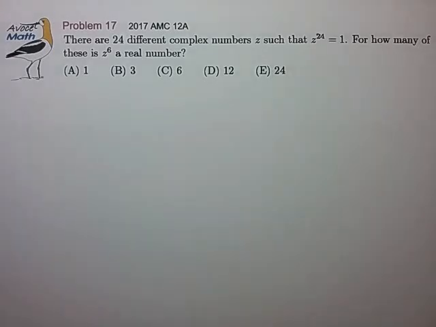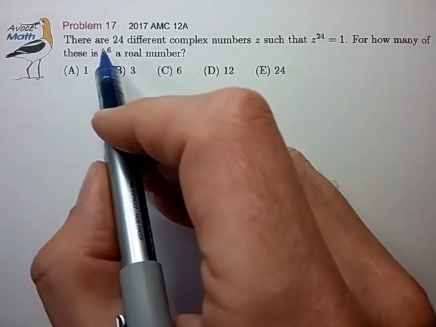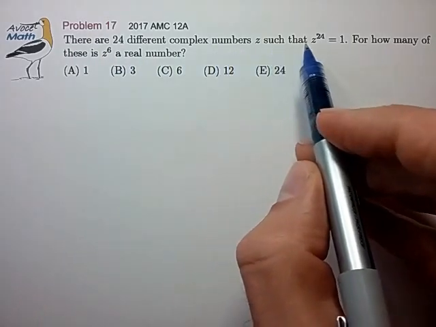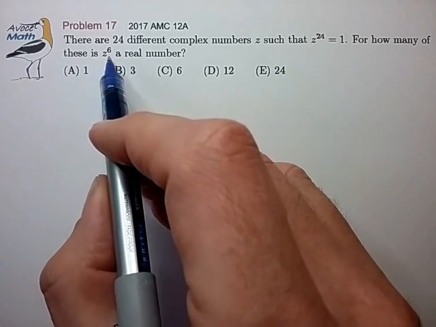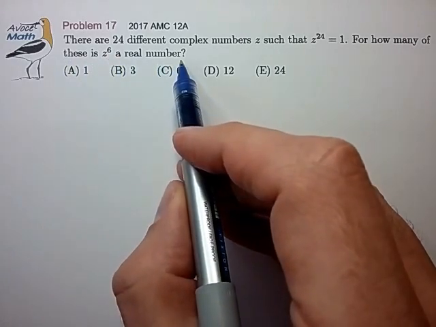Hi, this is problem 17 from the AMC 12A. There are 24 different complex numbers z such that z to the 24 is equal to 1. For how many of these is z to the 6 a real number?